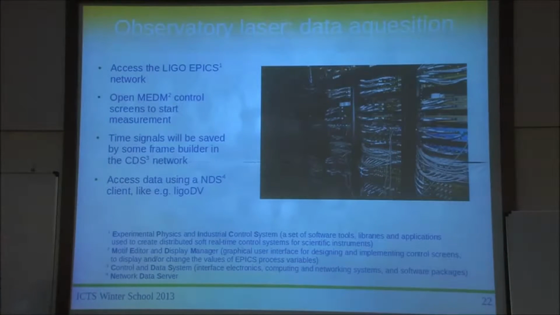All the data are taken with a system which I don't know too much about, actually. That's a picture I took the week before last in Hanford. It's a room where all the data are collected. All the data are accessible via the LIGO EPICS system. EPICS is an experimental physics and industrial control system. It's basically a set of software tools, libraries, and so on, which can be used to control the system. If you want to work with that, you grab a computer and open something that is called an MEDM screen.